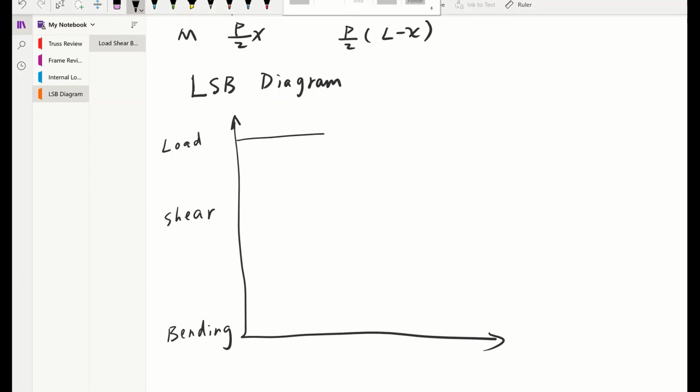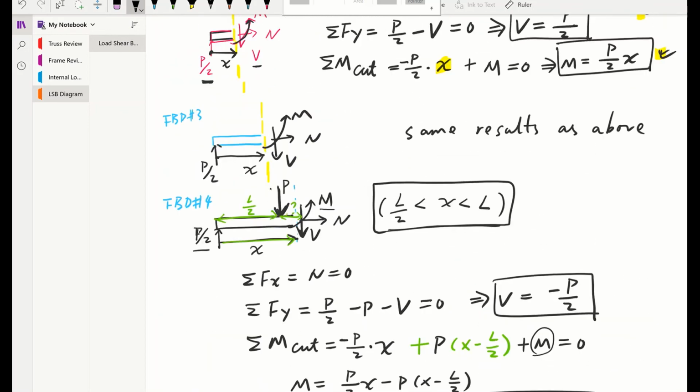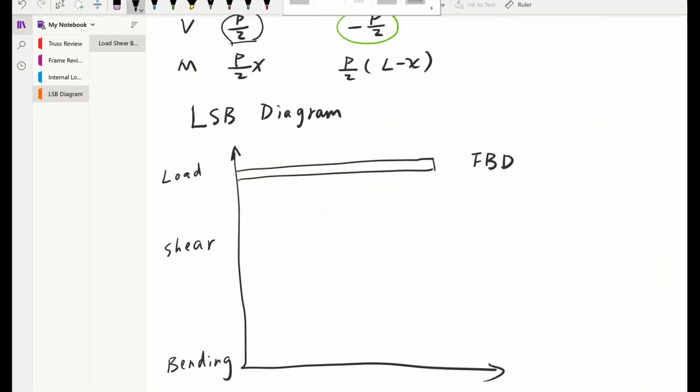So the first one, load, is basically our FBD. So remember, this is a simply supported beam with a concentrated load right in the middle. So the FBD for that will be P right here, and the support reaction at both ends as P over 2, being symmetric.